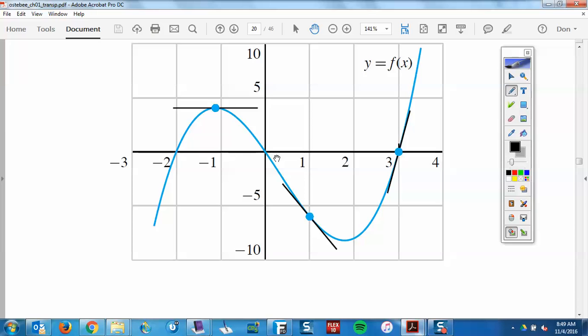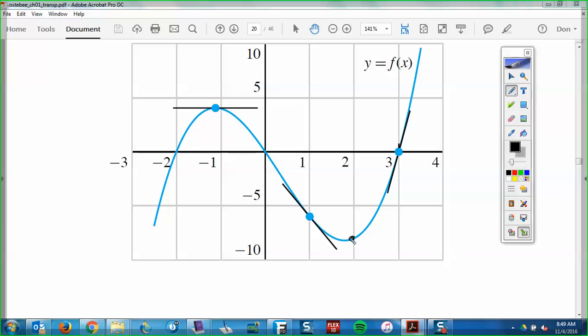If I ask you to find F prime of 2, I'm going to draw in this tangent line, and I'm going to say, okay, if I go over 1, it looks like I go up about 2. Would that be fair to say? So on this graph, F prime of 2 is about 2. This is saying the slope of the F graph at 2.